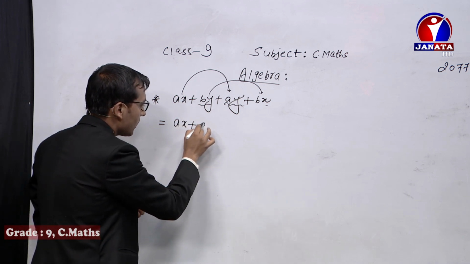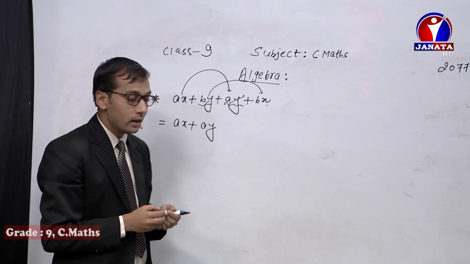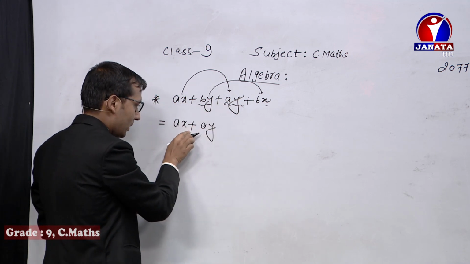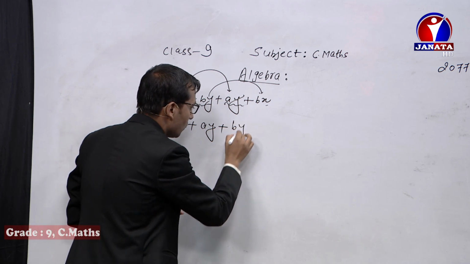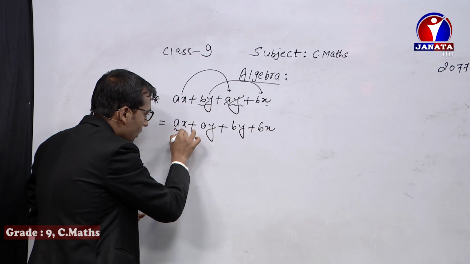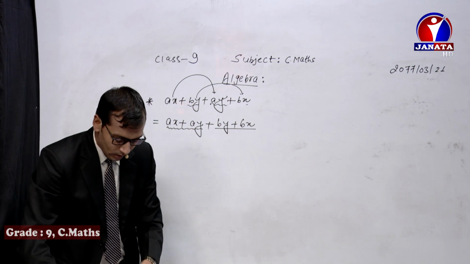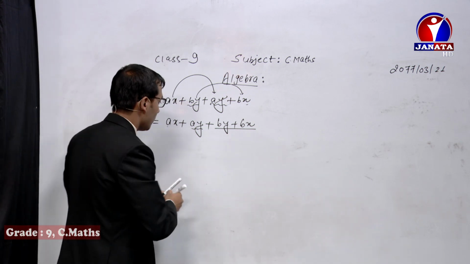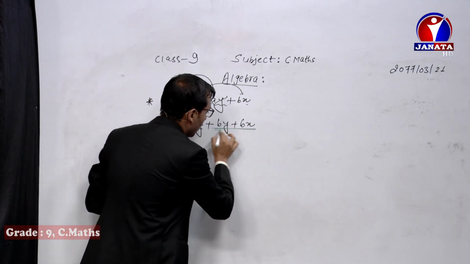Ax plus ay. Here I am rewriting the expression by rearranging the terms. First and third term I am keeping together, plus second and fourth, by plus bx. This is one group, and this is another group. So we are trying to factorize this expression by grouping the different terms of the expression.